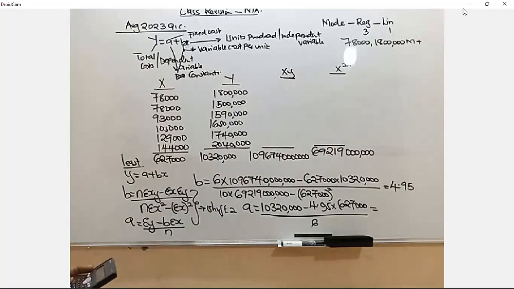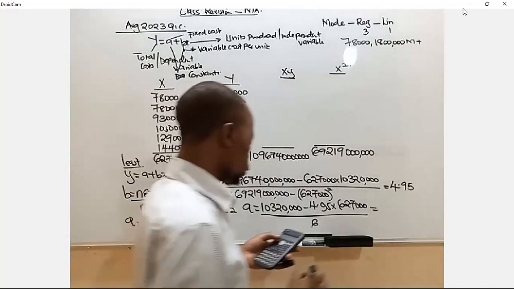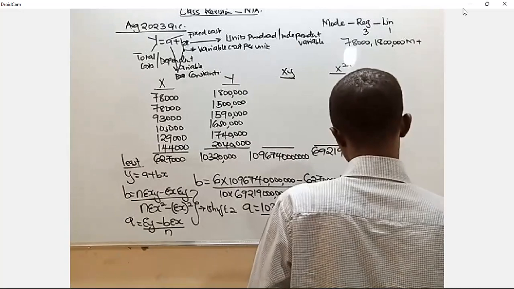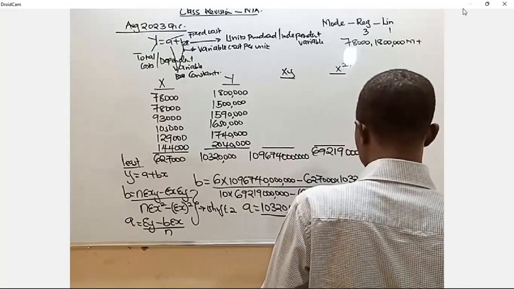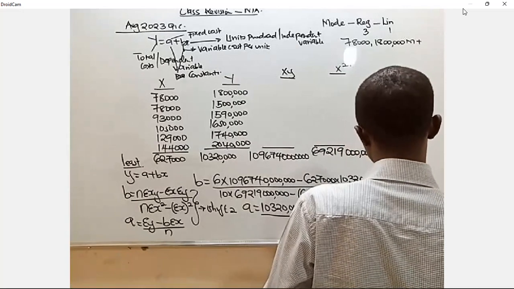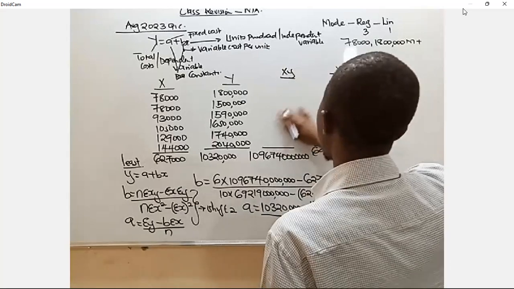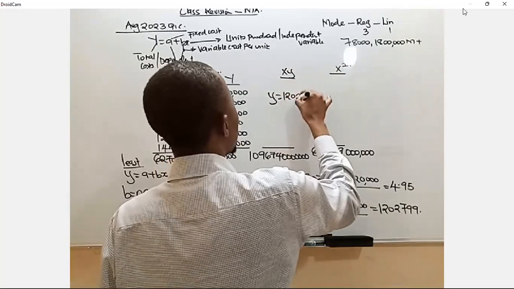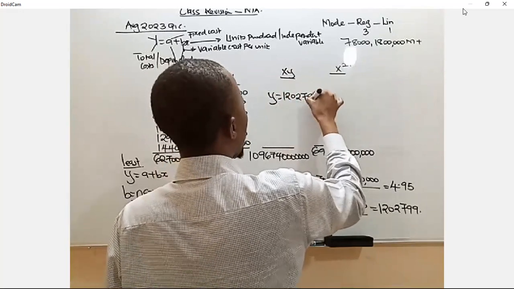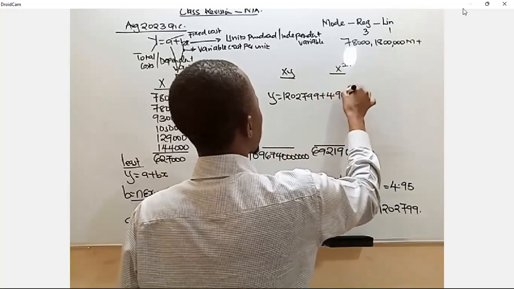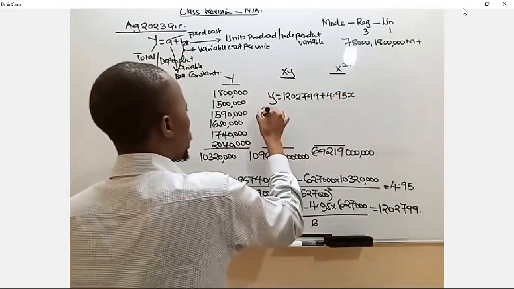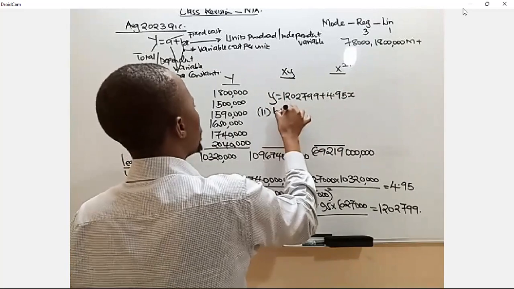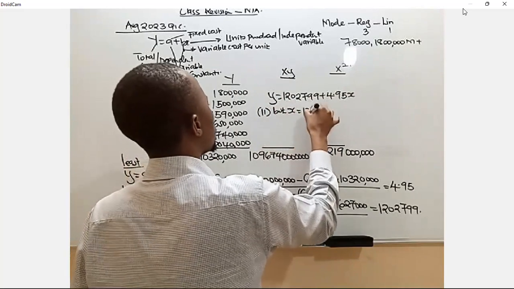It will be Shift 2 again, and then I scroll until I get A, then the equal sign, and we get 1,202,799. So to form the equation, y is equal to 1,202,799 plus 4.95x. To answer requirement number 2, my x should be equal to 120,000.